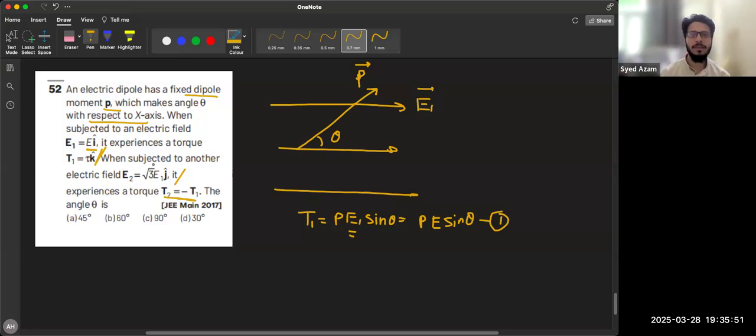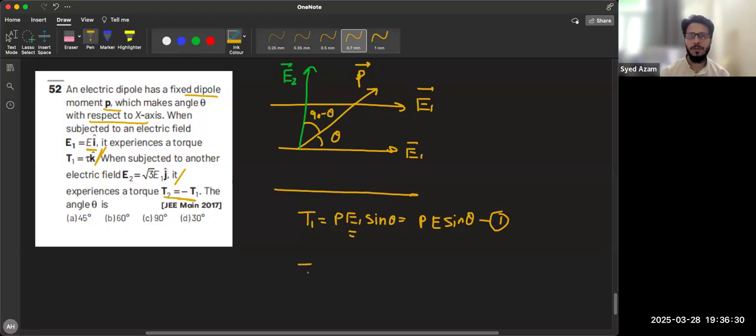Now let's come to the second case. When subjected to another electric field E2 or root 3 E i cap, it experiences a torque. Now the next field is root 3 E1 j cap. The next field is along the Y axis. This is the next field, E2. So if a dipole is making an angle theta with E1, which is along the x axis, then what will be the angle between dipole moment and E2? What is this angle now? Ira, what is this angle? 90 minus theta.